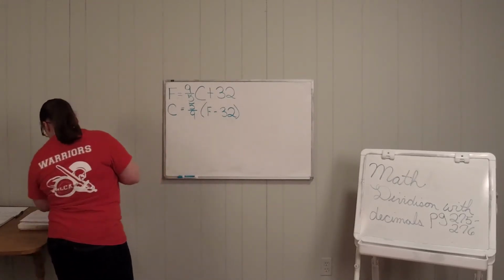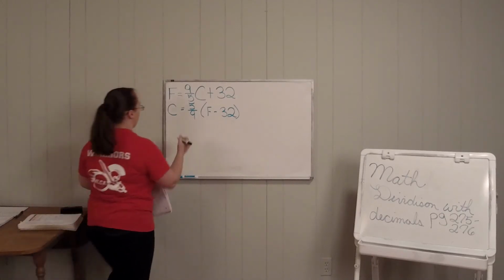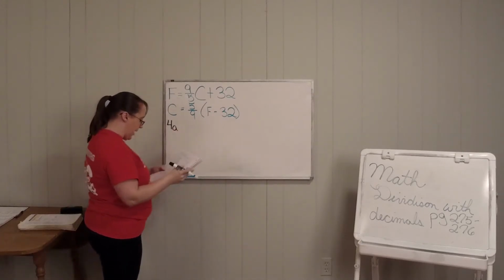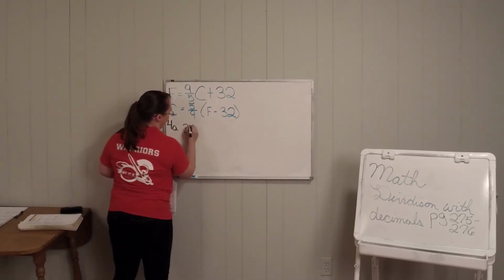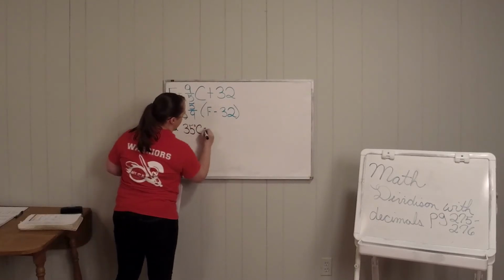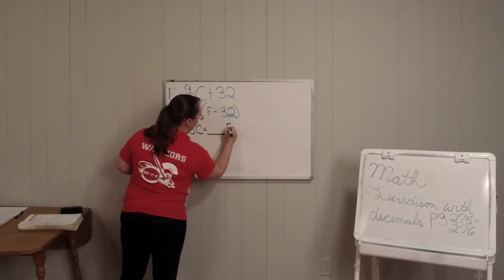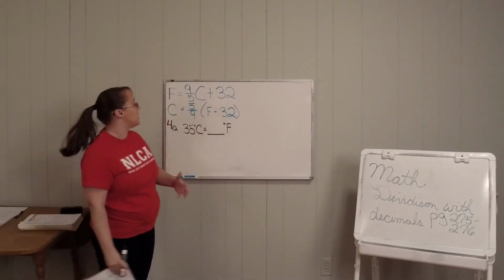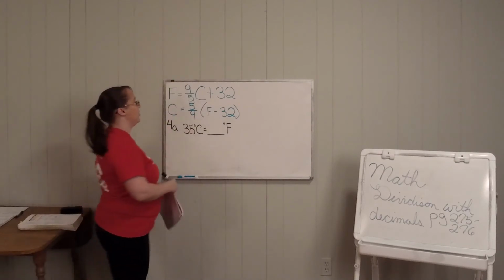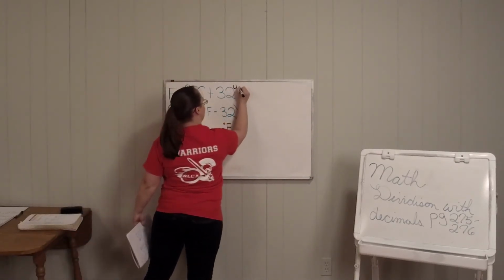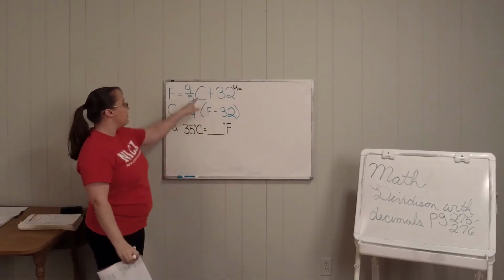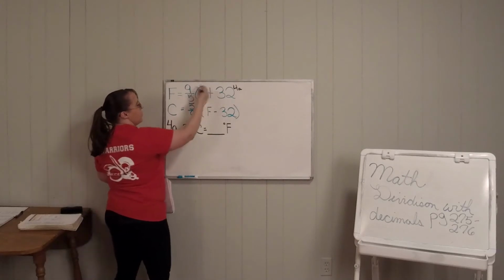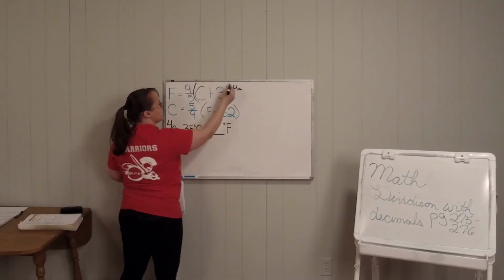So, let's look at 4A and 4B. 4A says it's 35 degrees Celsius, and we want to know what the Fahrenheit is. Well, if we're trying to find the Fahrenheit and we're given the Celsius, we're going to use this first formula. This is for 4A, because we're given that Celsius that we can plug in.